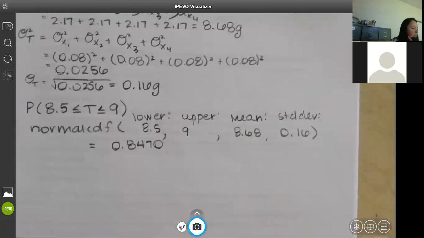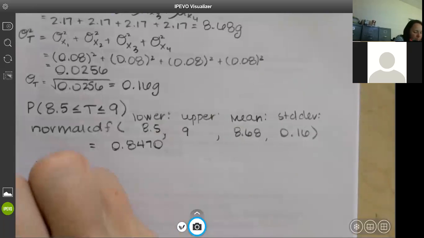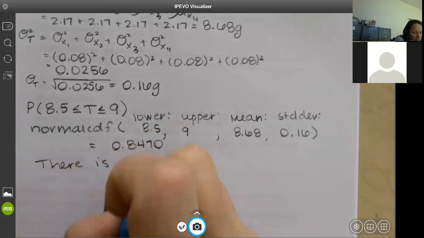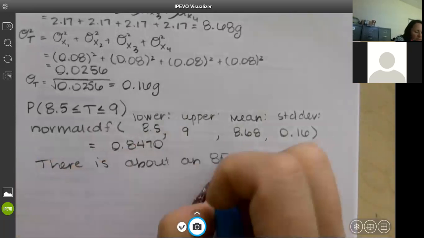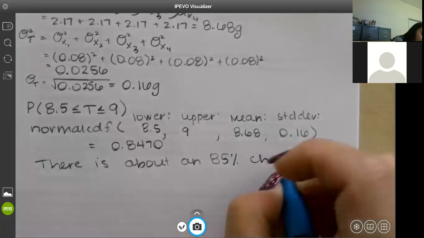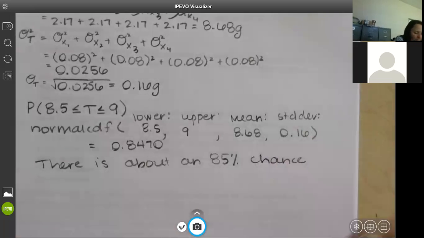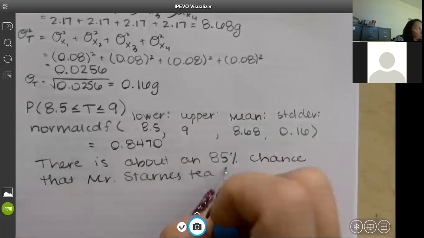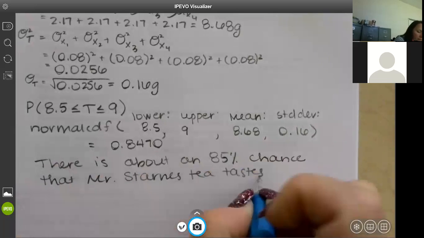So then write a probability statement for it. What's the probability that Mr. Starnes' tea tastes right? We're going to say 85% chance. You can write it like this. I just like to show different ways to write it to let you understand that you don't have to be exact. So there's about an 85% chance that Mr. Starnes' tea tastes right.